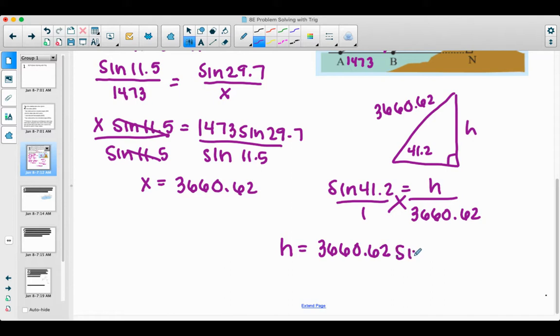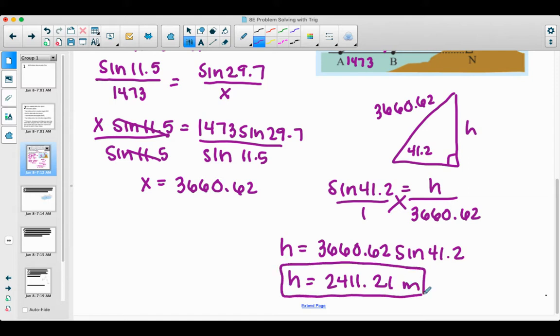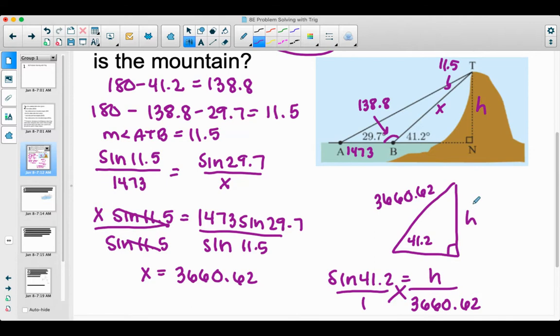And so then when we multiply, we end up with h is equal to 3660.62 times the sine of 41.2. And when we put that in our calculator, our h is 2,411.21 meters. So that is the height of the mountain. So notice we used our law of sine to find that hypotenuse to then be able to use SOHCAHTOA. So a multi-step problem here, but we're able to use our knowledge of the law of sine and SOHCAHTOA to find that missing part.